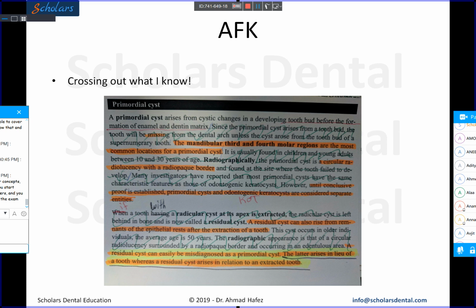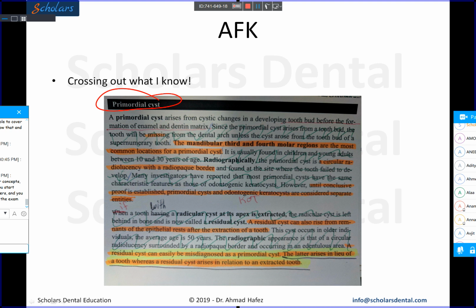Here's an example of one of my cards, just to show you how I studied, because I didn't have anyone that made lectures for me, so I had to study from the decks. So look at this, this is one of my cards, and this is about the primordial cyst. You can see when I got to my fourth reading, this is how it looked. Okay, let's see. It arises from cystic changes in the developing tooth bud before the formation of enamel.